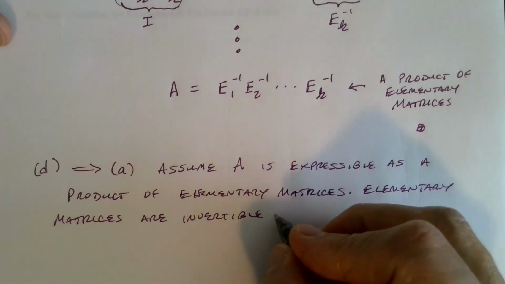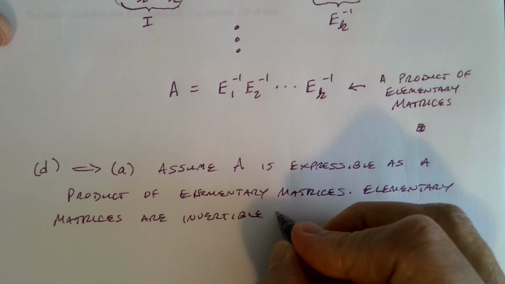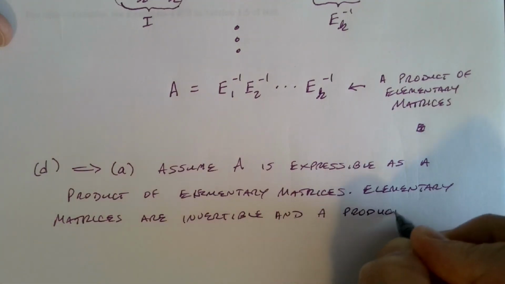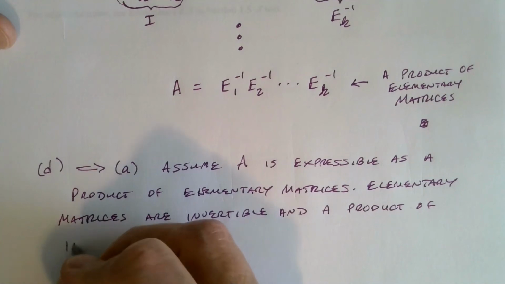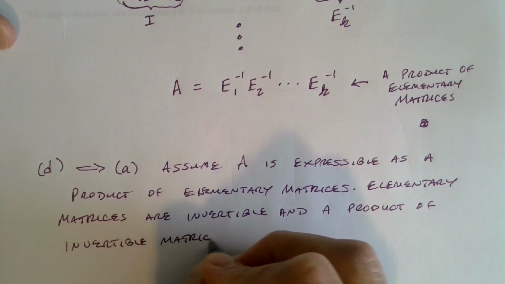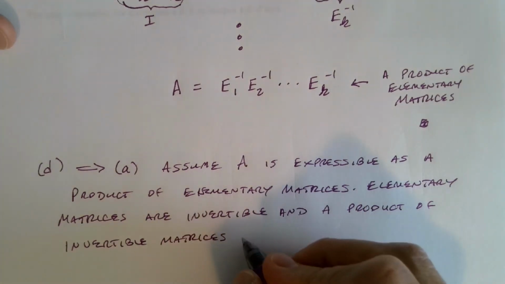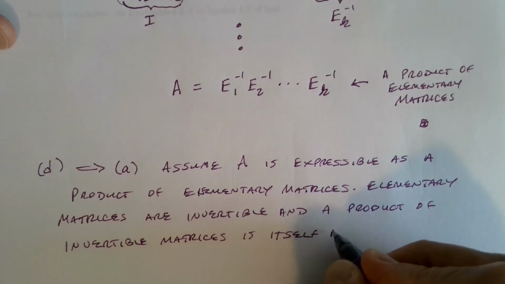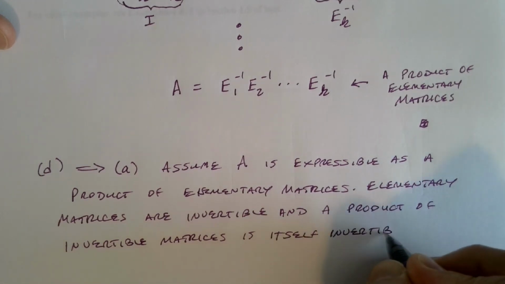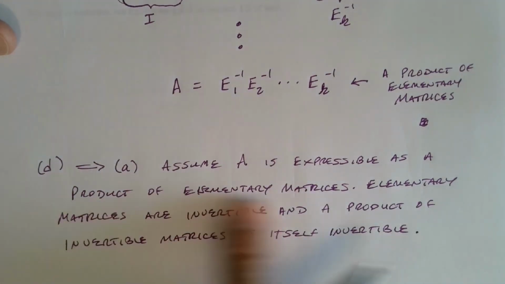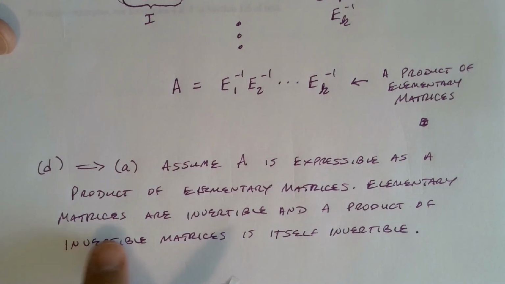But we also know another theorem that we talked about before, and that is that a product of invertible matrices, all the same size of course, is itself invertible. Right? So if A is equal to a product of elementary matrices, it's also equal to a product of invertible matrices, which makes A invertible.